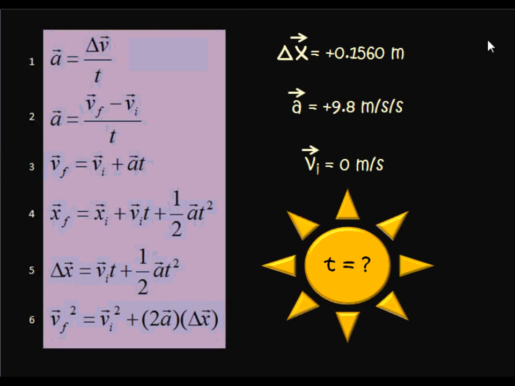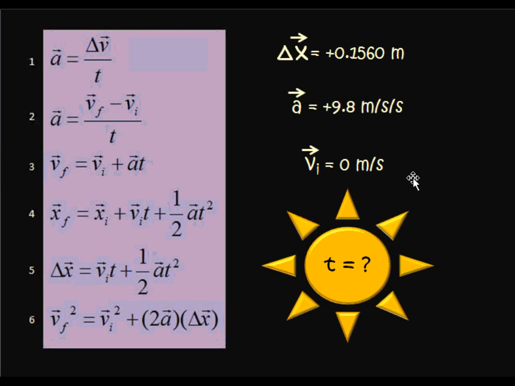So here's what we know. We know the displacement of the dollar bill is positive 0.1560 meters. It's positive because it falls down, and we say down is the positive direction. Acceleration is positive 9.8 meters per second squared. Again, it's positive because we've decided that downward is the positive direction. The last thing we know is the initial velocity of the dollar bill is 0 meters per second.